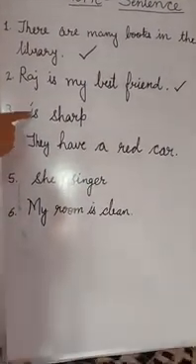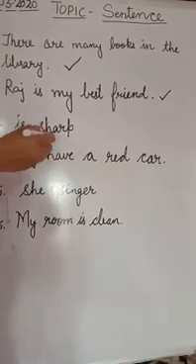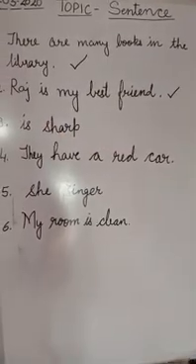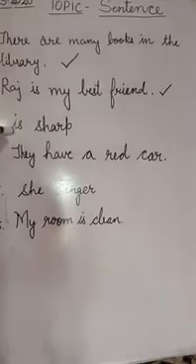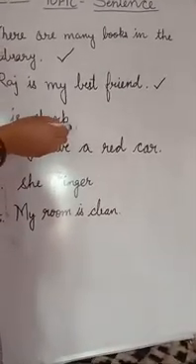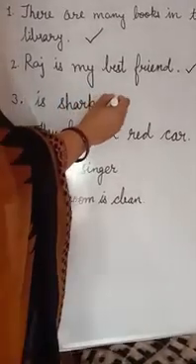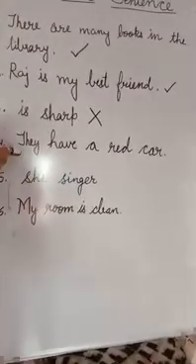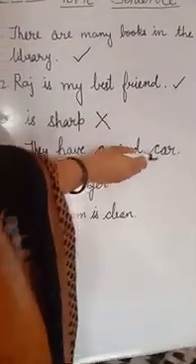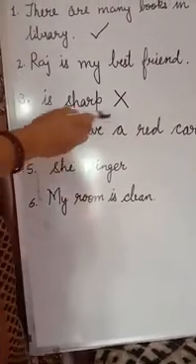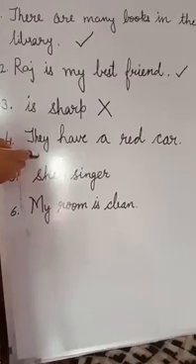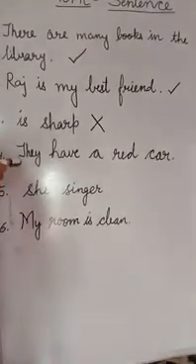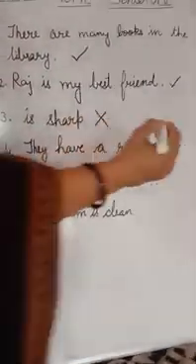Now see the third one, is sharp. This is an incomplete sentence. It does not begin with the capital letter nor does it end with a full stop. So it is not a sentence. So we will put a cross here. Now see number 4. They have a red car. In this sentence, this group of words makes a complete sense. It begins with a capital letter T and ends with a full stop. So it is a sentence. We'll put a tick mark here.